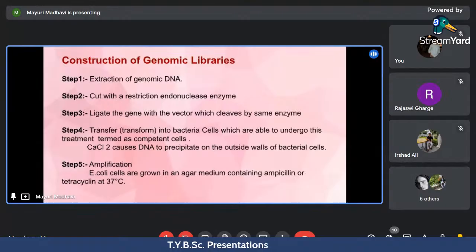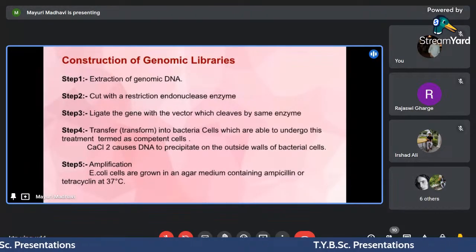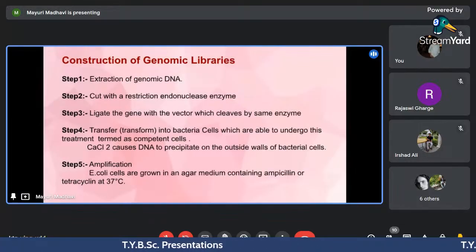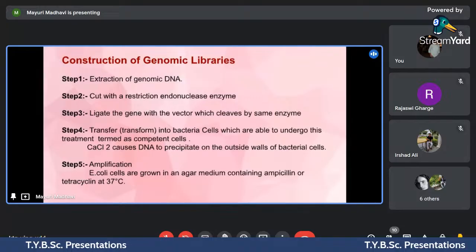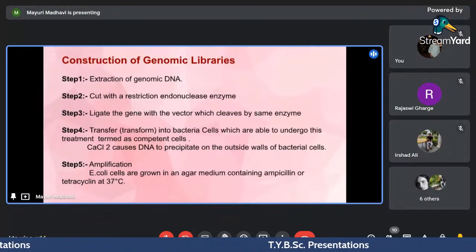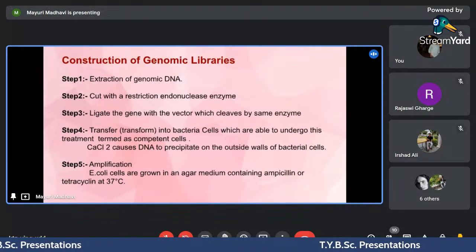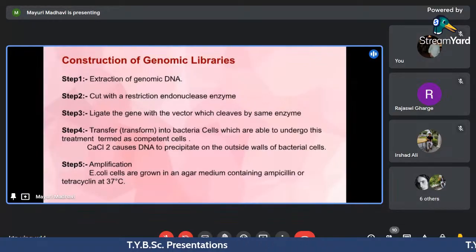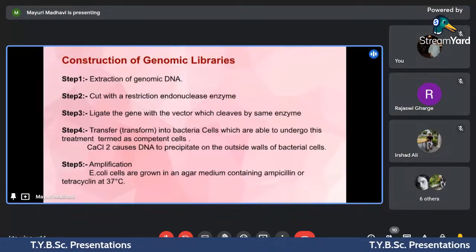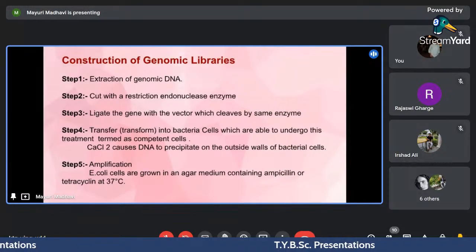So how is a genomic library constructed? The first step is the extraction of genomic DNA, then second, cut with restriction enzymes. In the third step, ligate the gene with the vector which is cleaved by the same enzyme. In the fourth step, transfer into bacterial cells which are able to undergo a treatment termed competent cells. Calcium chloride causes DNA to precipitate on the outside wall of the bacterial cells. In the fifth step, amplification. For example, E. coli cells are grown in agar medium containing ampicillin or tetracycline at 37 degrees Celsius.